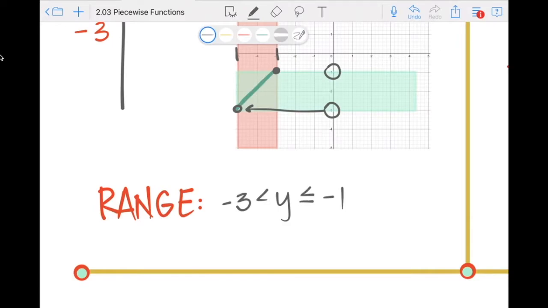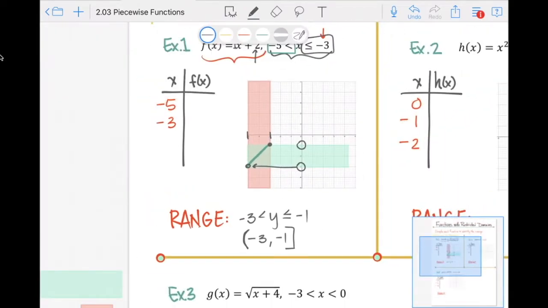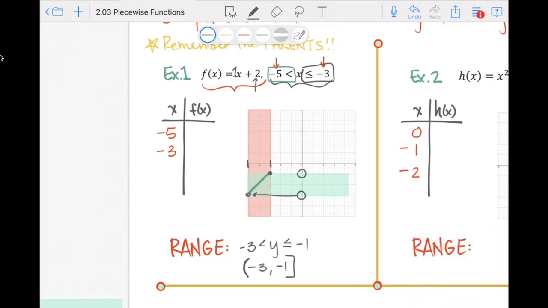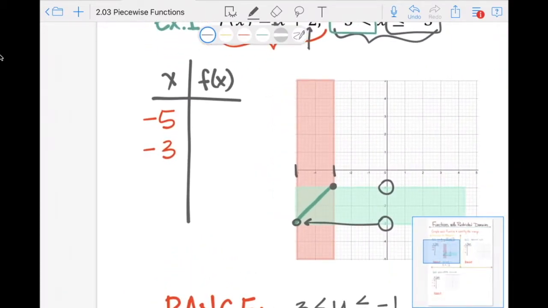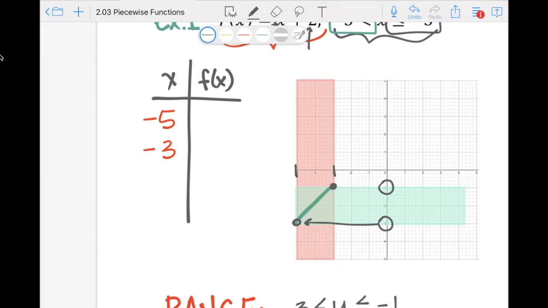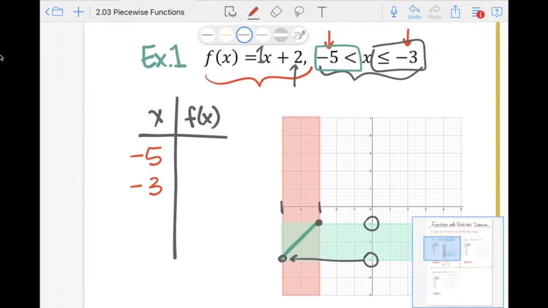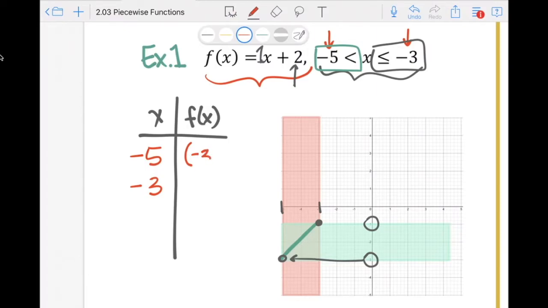If we wanted to do that in interval notation, our lowest number is -3, our highest number is -1. -3 is not included, so we need parentheses. -1 is included, so we need a bracket. Now, if you were to graph that just by plugging points into a t-chart and plotting points from there, we would plug in a -5 for x and get a -3. I'm not going to show the work on all of this, but I would plug in a -5 for our x and then add 2 to get -3, and then a -3 for our x and add 2 to get a -1. And notice that also corresponds with our range value.